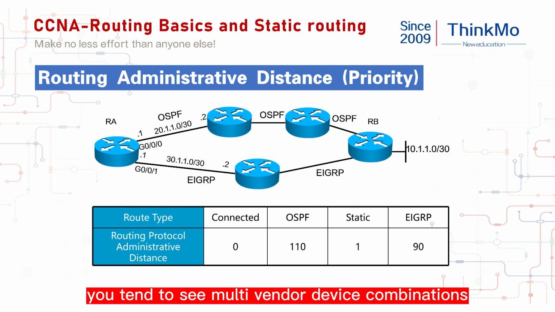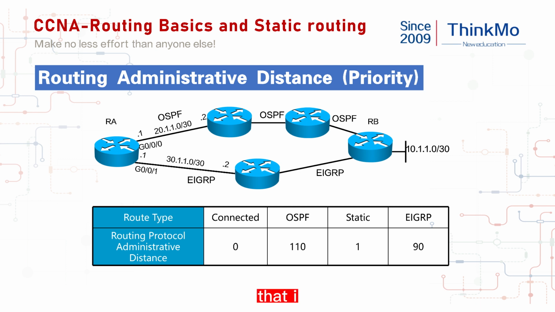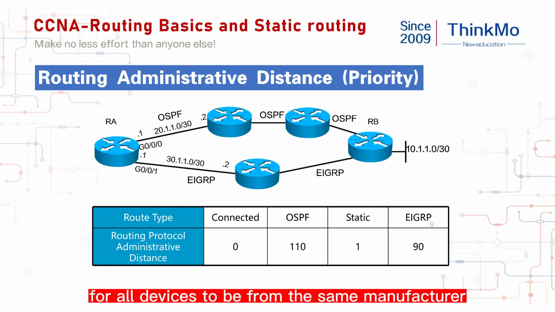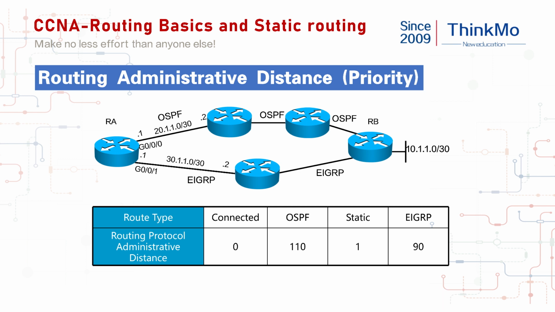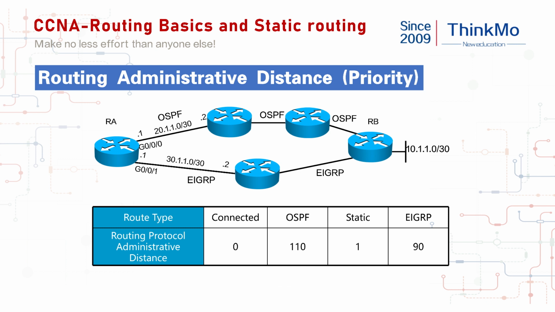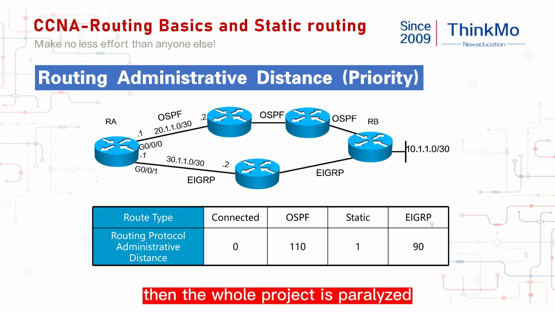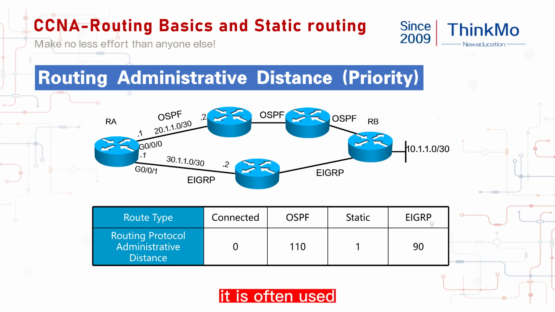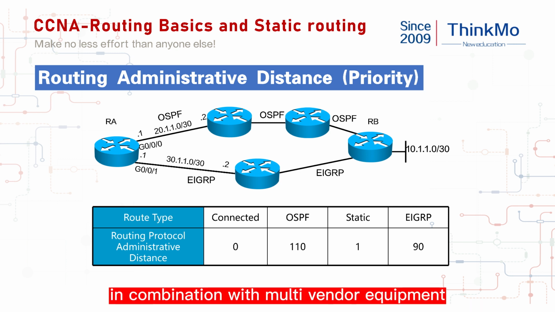You tend to see multi-vendor device combinations. That is, it is impossible for all devices to be from the same manufacturer. This situation will not exist, because it will involve the safety rating of the project site. It is impossible to use the same manufacturer's equipment, in case there is a bug in its bottom layer, in case the system is unstable, in case there is a problem with this batch of network equipment. Then the whole project is paralyzed. Therefore, multi-vendor equipment is often used in combination.